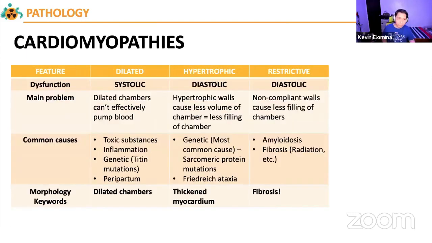Okay? Now, for your cardiomyopathies, we have three basic patterns, no? You have your dilated, hypertrophic, and your restrictive. Just remember that your dilated, because it's super dilated, it cannot pump out blood. And therefore, that's your systolic dysfunction, which sa laboratory niya or sa 2D echo niya, you have your decreased ejection fraction, no? Now for your hypertrophic and your restrictive, they're more of a filling problem.